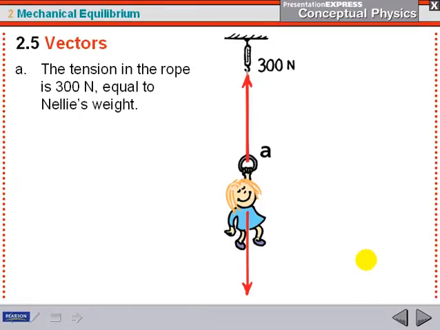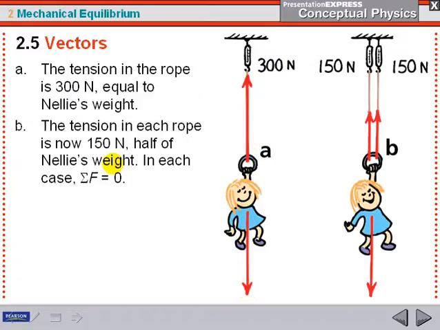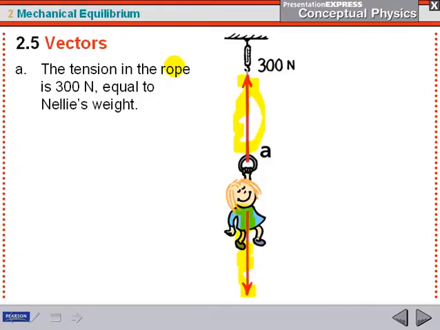Let's look at this one. There are two vectors. One is Nelly's weight right here. Let me put it in yellow, and then the tension on the wire. Put that in yellow right here. And so the tension in the rope, I'm sorry, gave away the ending. The tension in the rope is going to be 300 newtons because her weight is 300 newtons.